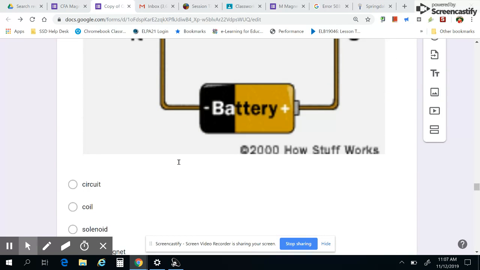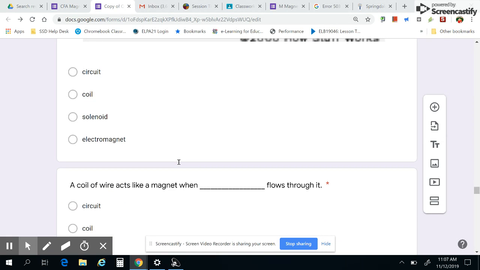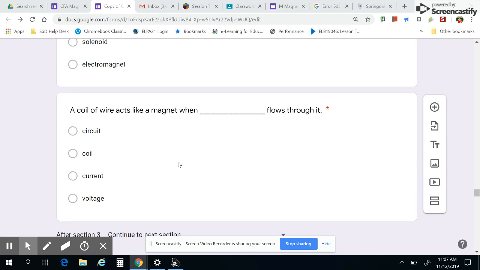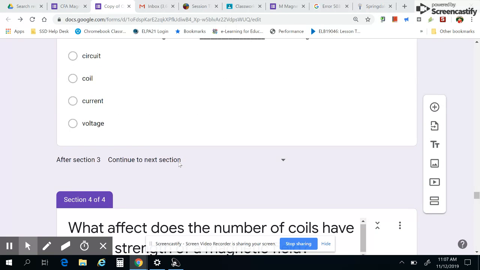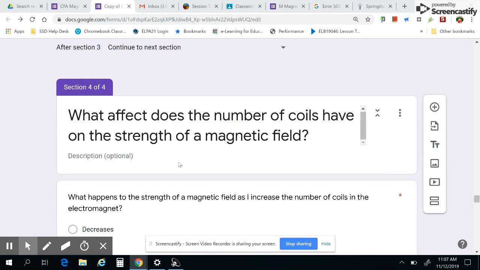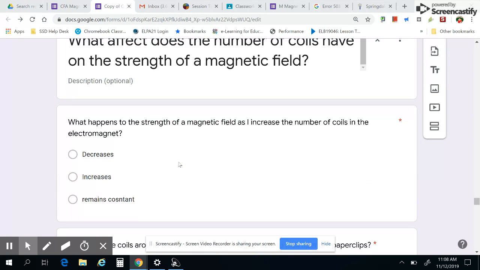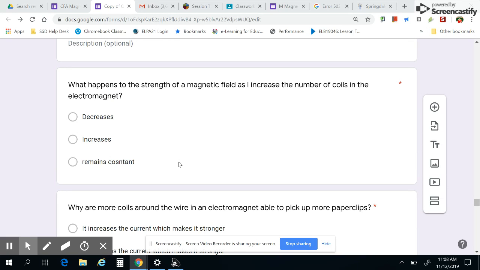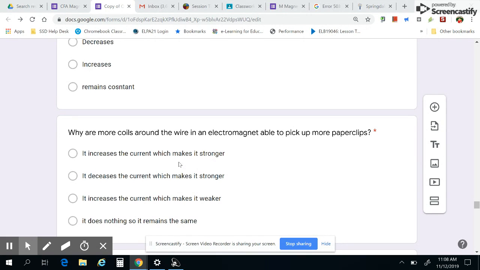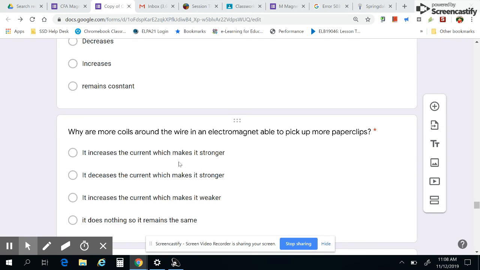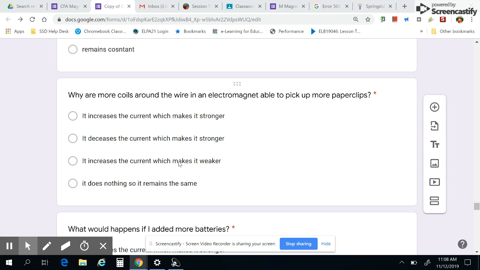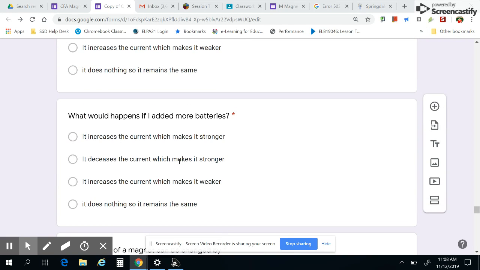This is a circuit, coil, solenoid, electromagnet. A coil of wire acts like a magnet when blank flows through it. A circuit, a coil, current, or voltage. What effect does the number of coils have on the strength of a magnet? Decrease, increase, remains constant. Why are more coils around the wire an electromagnet able to pick up more paper clips? It increases the current, which makes it stronger. It decreases the current, which makes it stronger. It increases the current, which makes it weaker. It does nothing, so it remains the same.